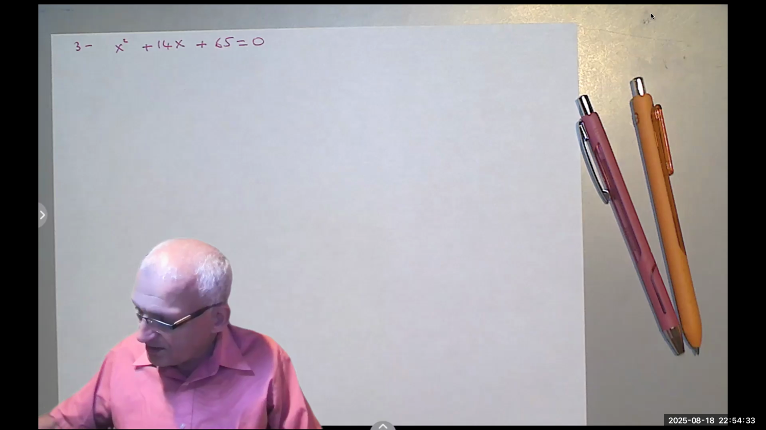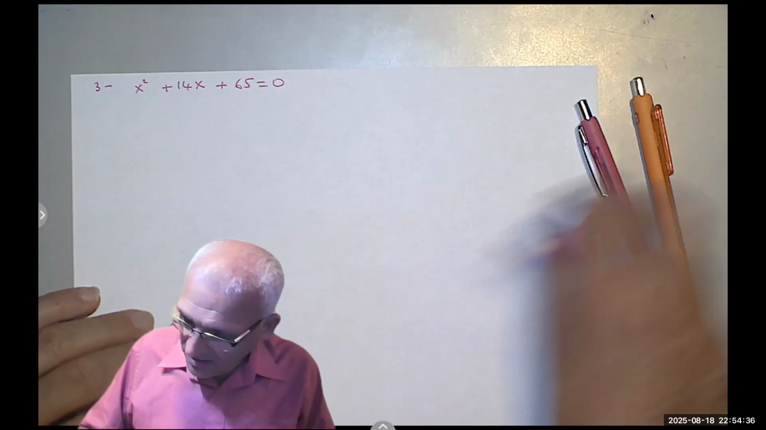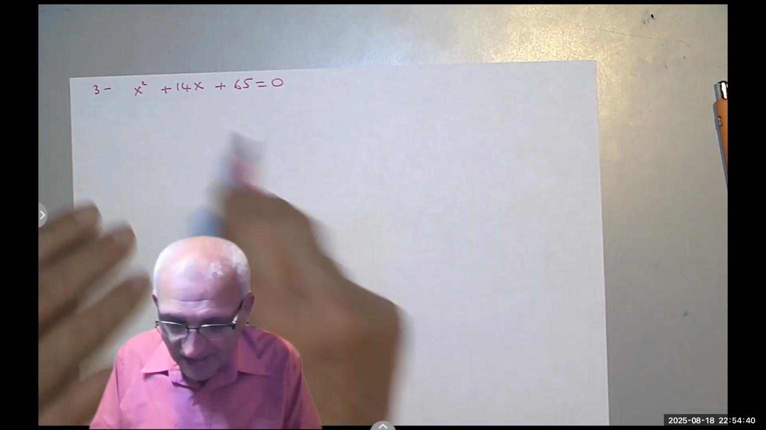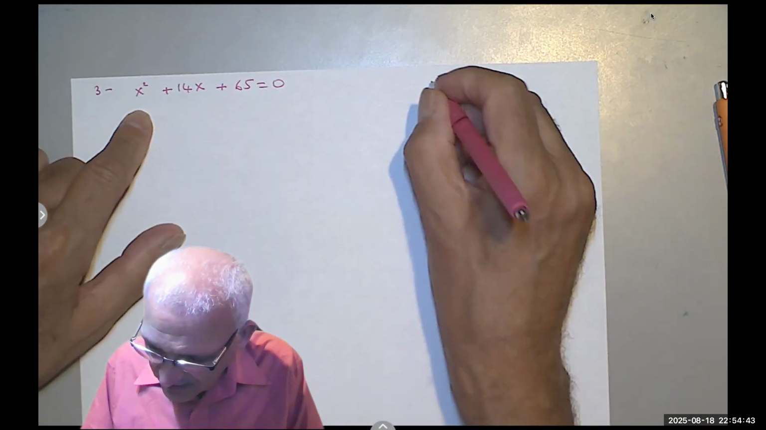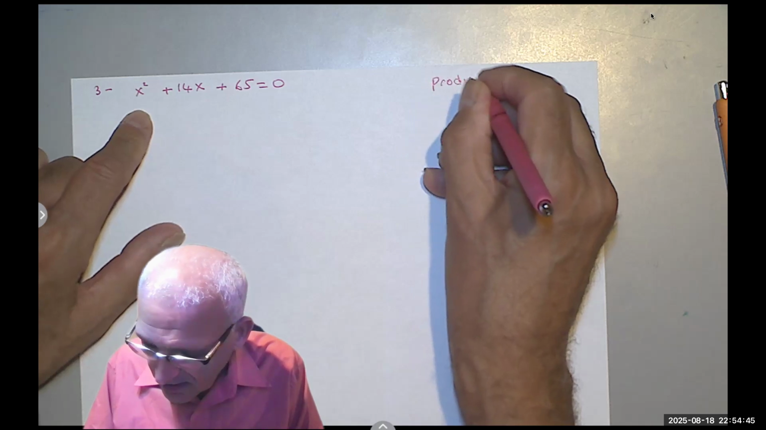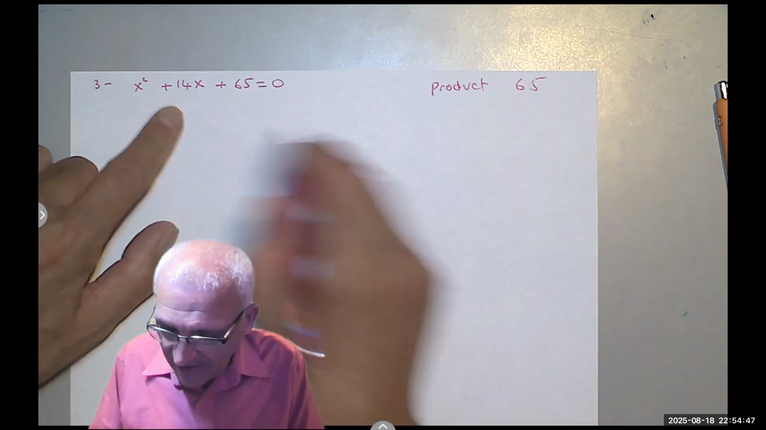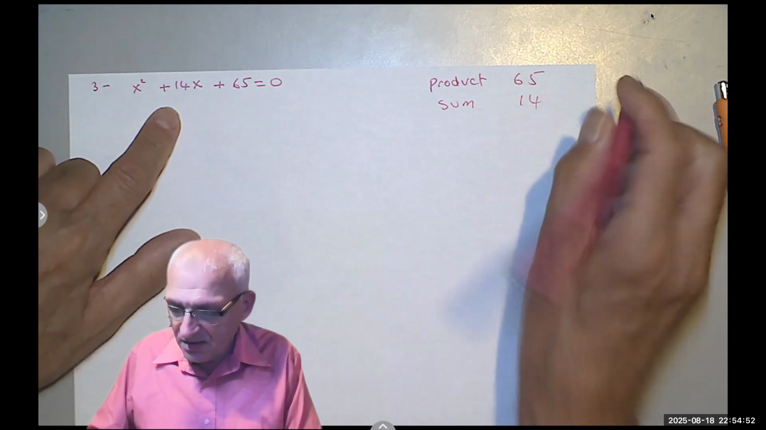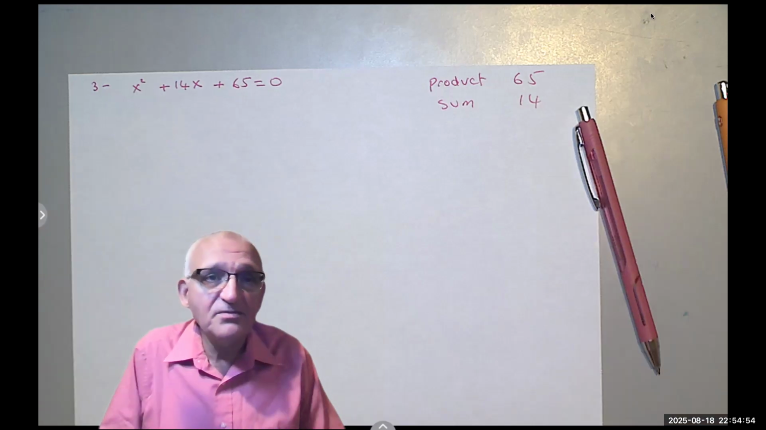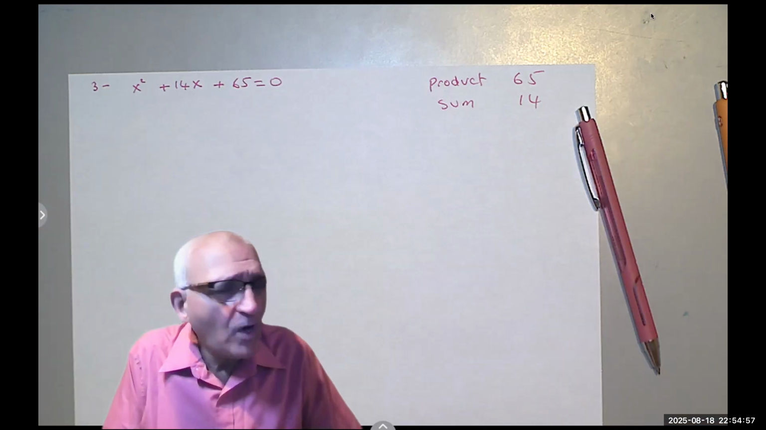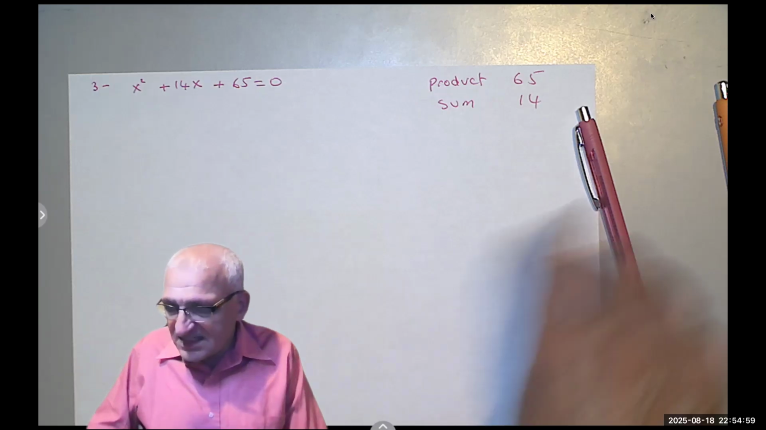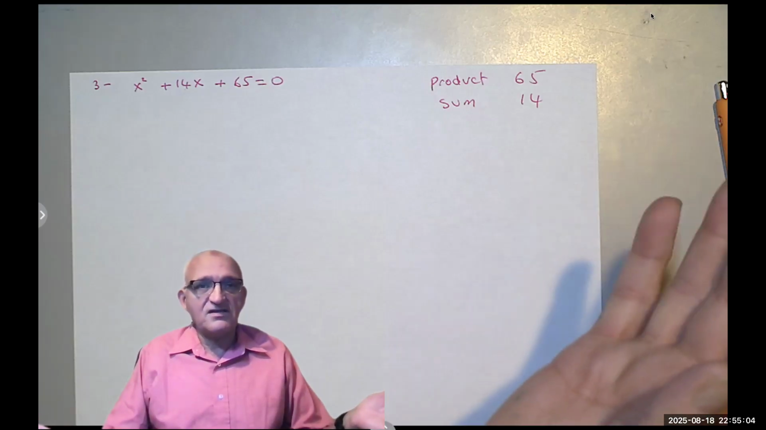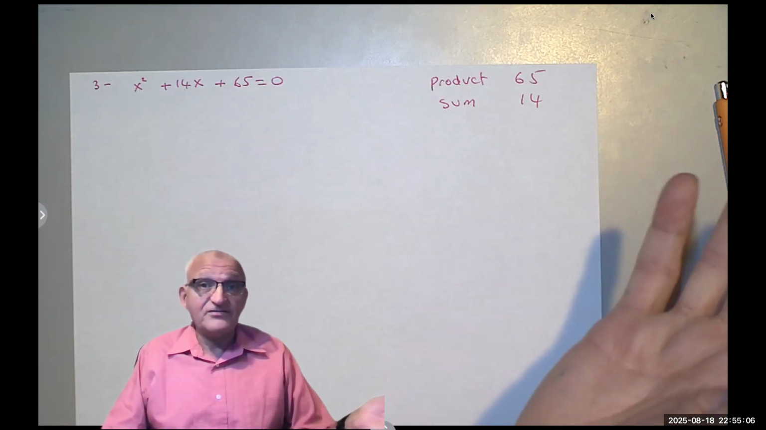So in this one, we have x squared plus 14x plus 65. So again, we need two numbers that their product is 65 and their sum is 14. And you say, this is impossible. Right there, you can stop and say, why? Because 65 is only divisible by, it's 5 times 13. There is nothing else. Or 65 times 1.